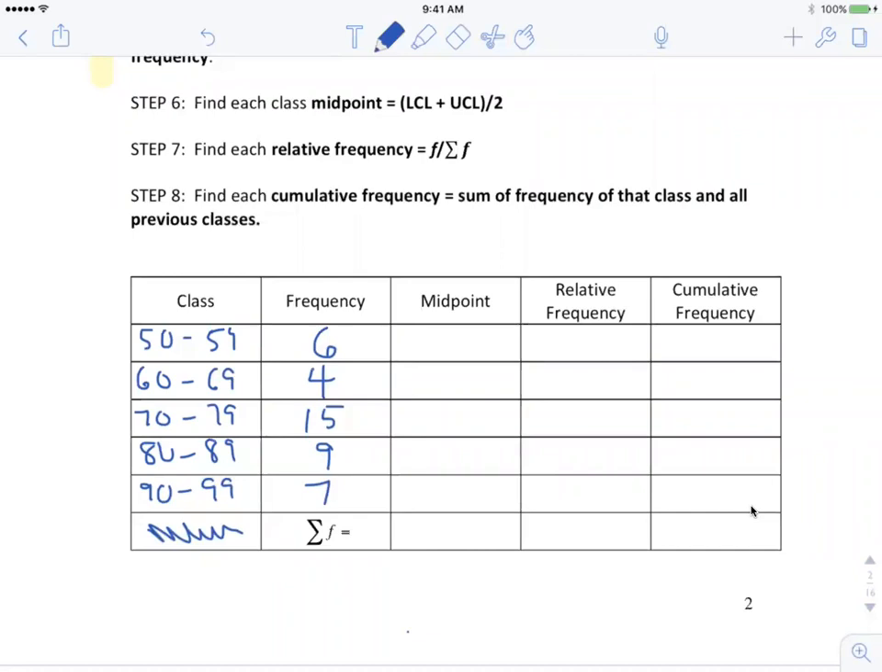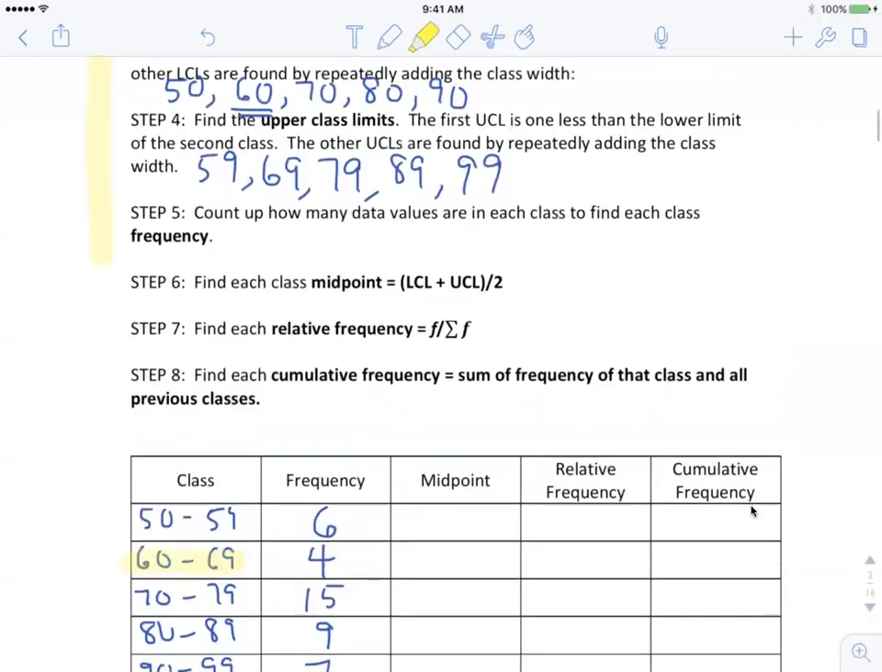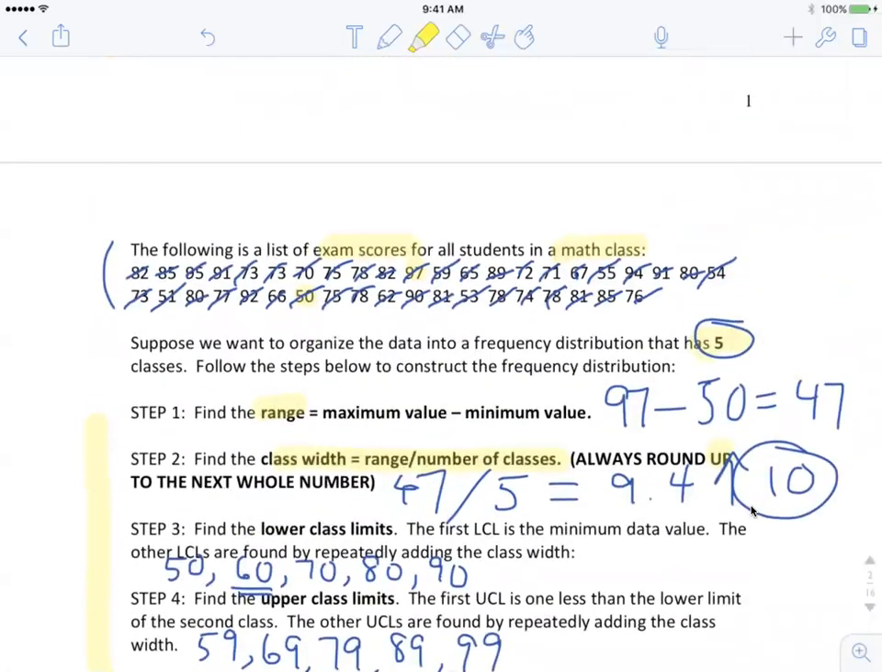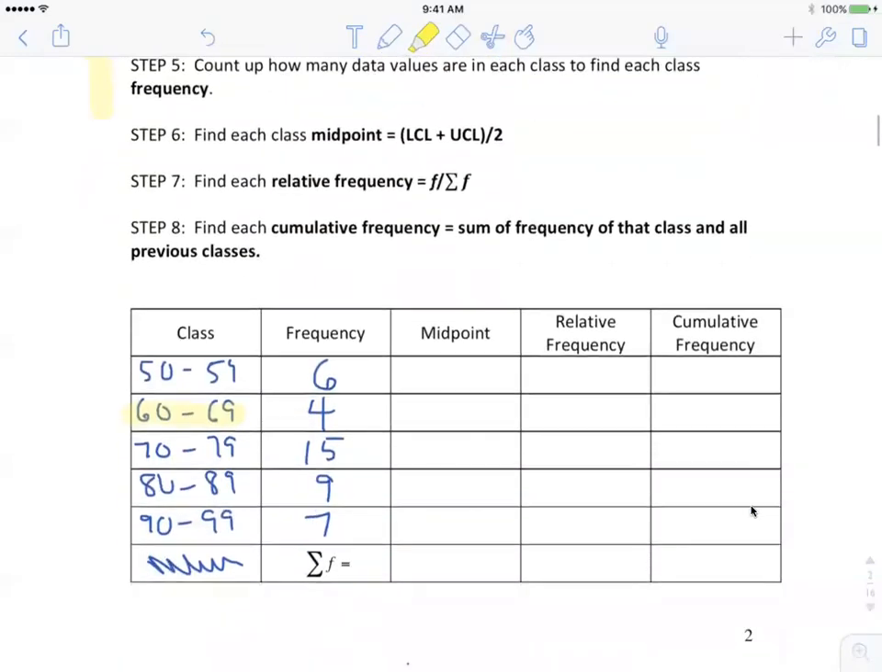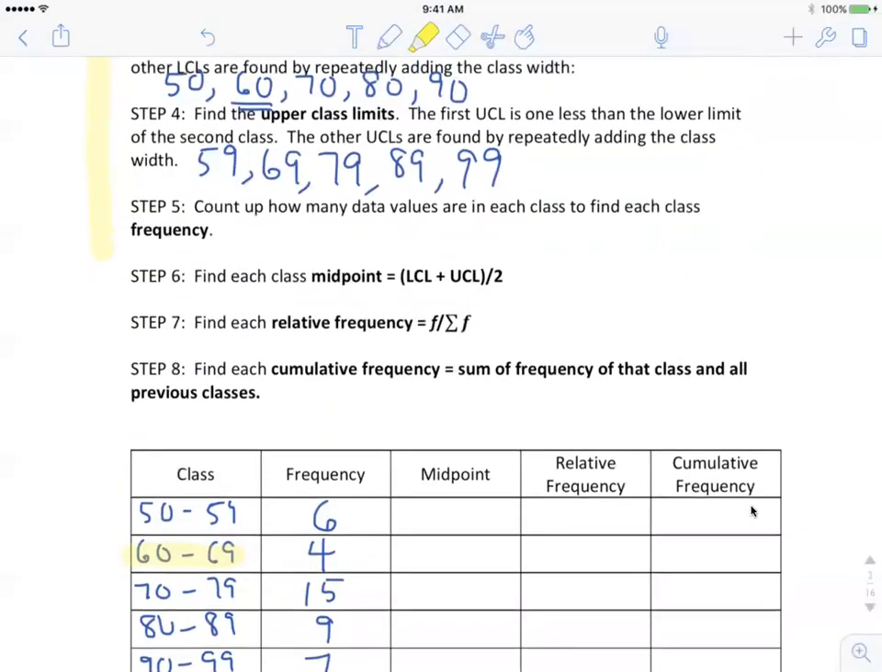Okay, so that's what I came up with when I counted them out. If you want to double check me, that's fine, and send me an email if I made a mistake. But again, just to remember what this is telling me. In that second class, 60 to 69 right here, I found 4 values that are in that range from my original list. I just hunted for all the values that were in their 60s, and I found 4 of them. So that was step 5.